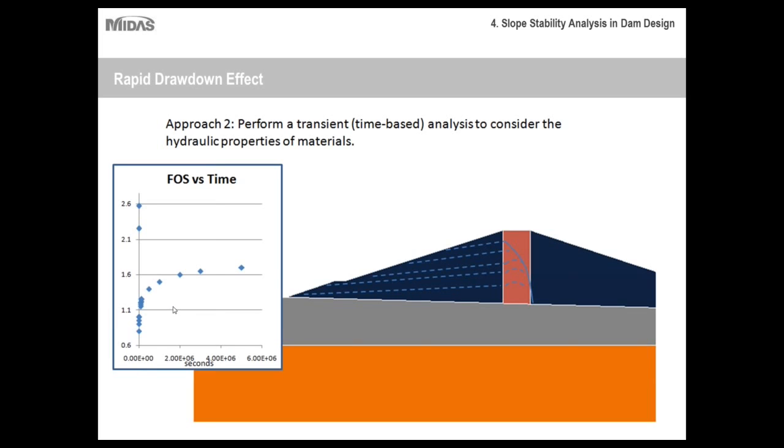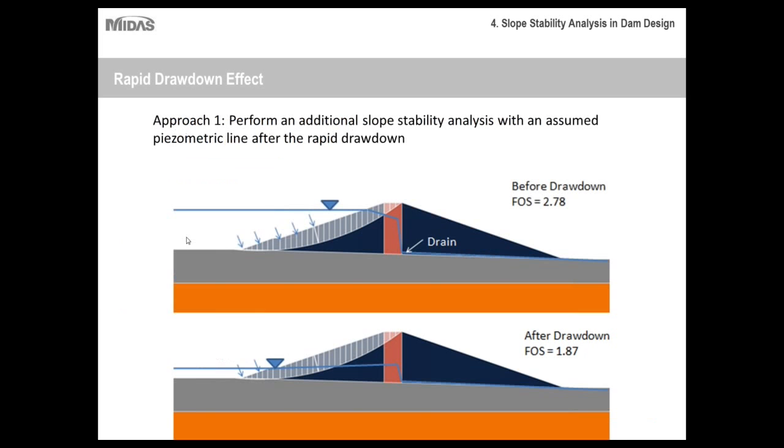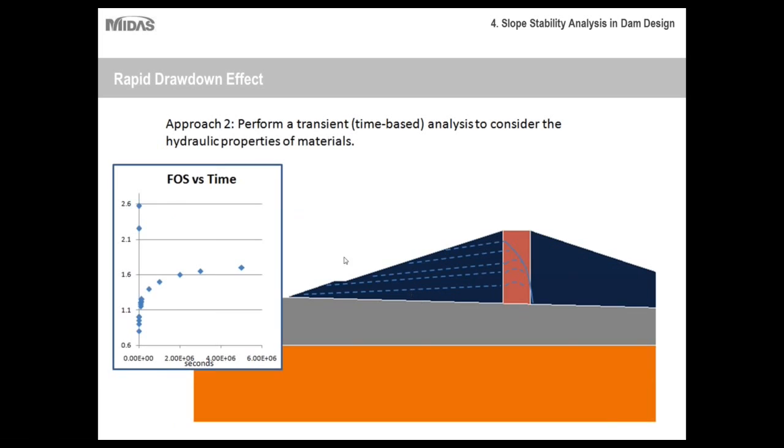If that were the case, obviously you would need to do some remedial changes, maybe change the dimensions of the slope or add something to ensure that the slope doesn't fail when rapid drawdown does occur. So once again, that's the main difference between approach 1 and approach 2: approach 1 is simply a before and after, whereas approach 2 considers everything that happens in between.